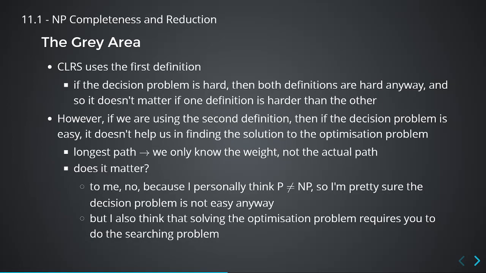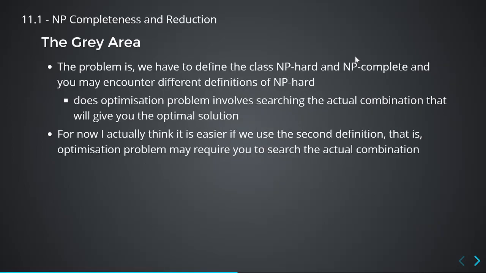I also think that if you solve the optimization problem, you have to do the search problem anyway, as in, I don't think you can get the optimum value unless you go look for them, unless you look at the elements, at least for the NP problems that I've seen. So this means I can't agree with the second definition. So why mention all this? It's going to come up when we discuss NP hard, and I guess NP complete as a consequence. So this is something for you to keep in mind.